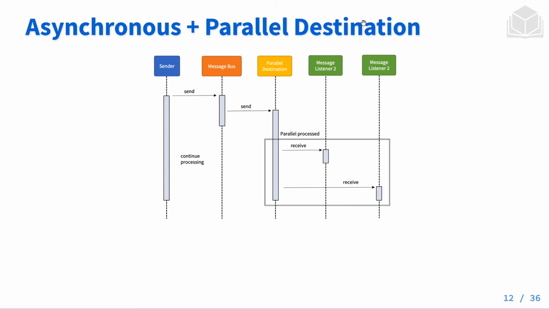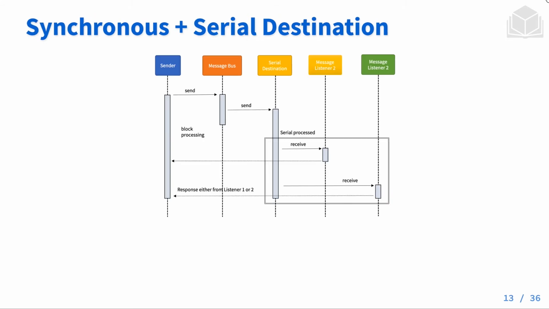Here we have a picture of the asynchronous and parallel destinations. So what's happening here is we have a sender who sends a message to the message bus, but doesn't get held up. It actually continues processing here. The message bus continues to send the message to the parallel destinations, where all those processes are processed in parallel. Alternatively, we have the synchronous and serial destination, where the sender sends a message to the message bus, but that message actually blocks the processing for the rest of the sender's request.